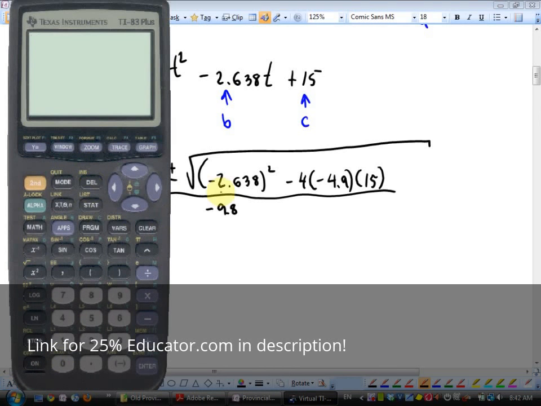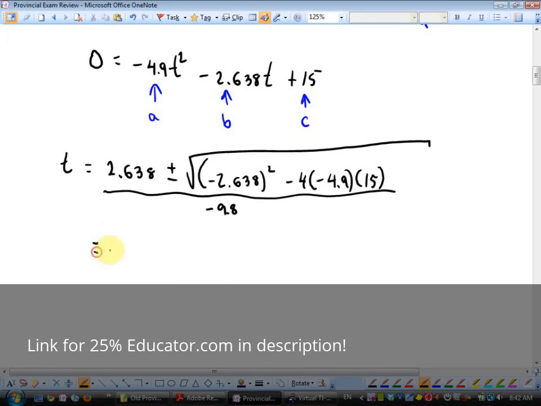I would do the inside of the square root first, bracket, negative 2.638, close bracket, squared, minus 4 times negative 4.9 times 15. The inside of the square root is 300.959. That's probably good enough to round off. So it's going to be 2.638 plus or minus the square root of 300.